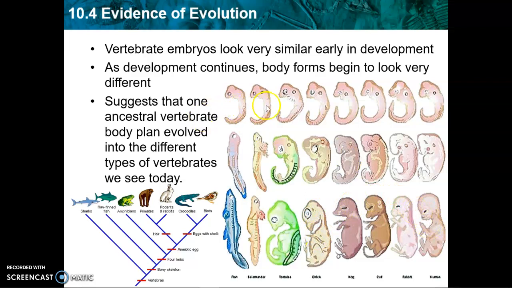And so again, this high degree of similarity would suggest that all of these organisms have descended from an ancestor that had this basic body plan. And then the difference between a human and a rabbit and a cat has more to do with how they develop a little bit later on in life.